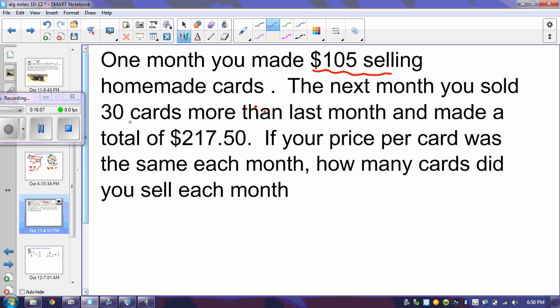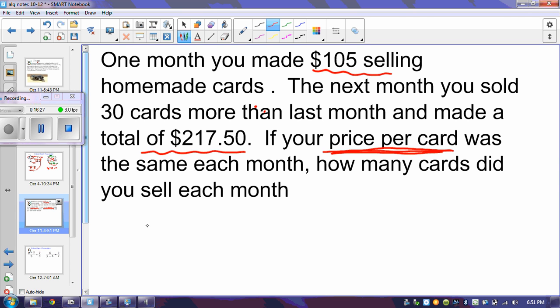The next month, you know that you sold 30 cards more than last month. All your regular customers bought the same amount they always do, but then you ended up selling 30 extra cards. And your total income that month was $217.50.